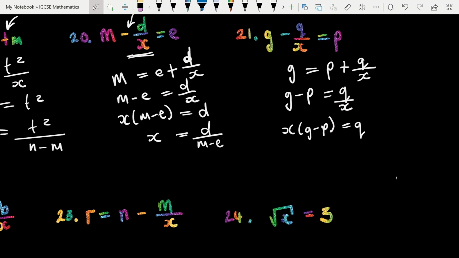Well, the next thing is now you make x the subject, because it's no longer in a fraction. You make it the subject. How? By taking everything that is not x to the other side. So x will be equal to q over g minus p.